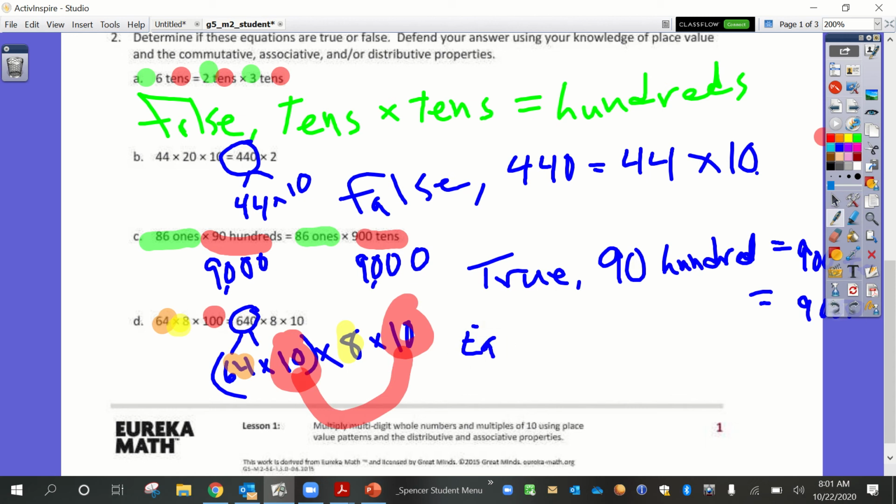Oops, I don't have to write equal. I want to write true. And we can explain that by saying the commutative property.